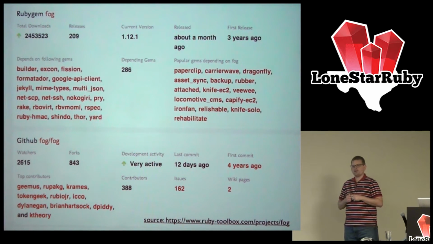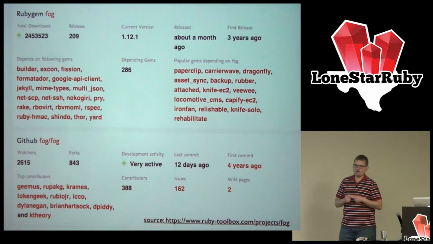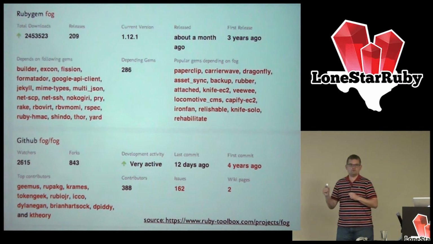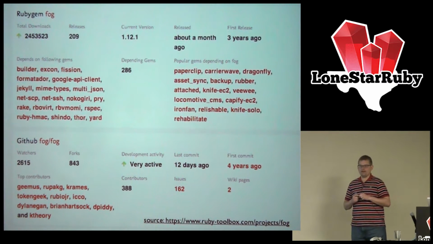And chances are, even if you're not using Fog, you're using Fog, because Fog powers a lot of our favorite gems, such as Paperclip, Carrier Wave. It's used by Chef, and it's used by the Puppet Provisioner. And it's also used by Rum, which is a new utility that Rackspace is launching here today at LoneStarRuby. And Charles Lowell is going to be talking a little bit more about that in his session.